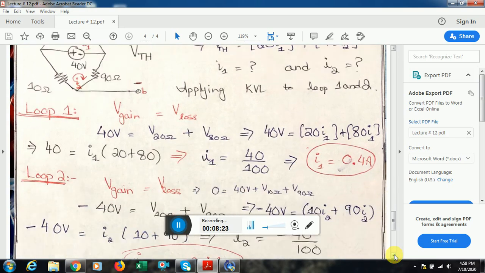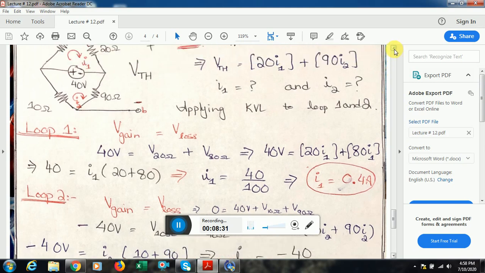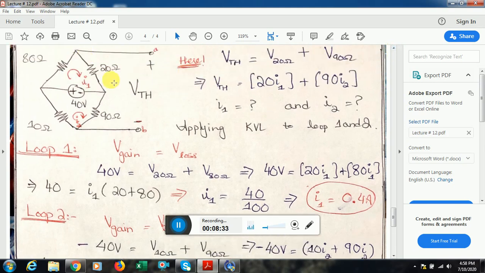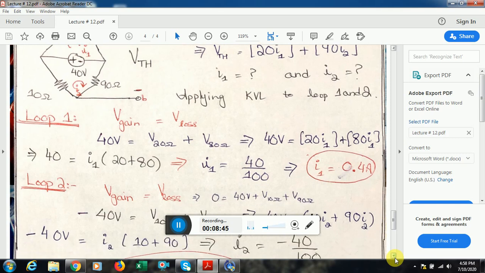By loop 1, voltage gain is equal to voltage loss. So 40 volt is the voltage gain, and the two resistances, that is 20 and 80, these two are voltage drops. So this is how I get to know both of the resistances have loop current I1 flowing through them. By simple mathematics, I get to know that I1 is 0.4 ampere. Now we move on to loop 2 of this circuit.